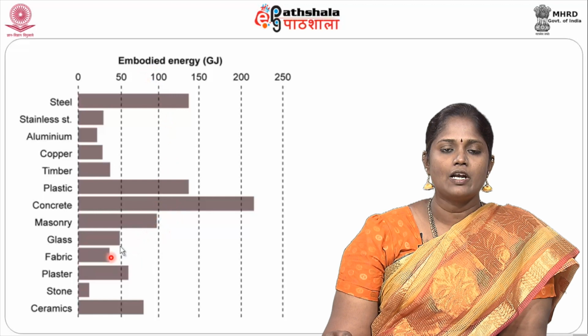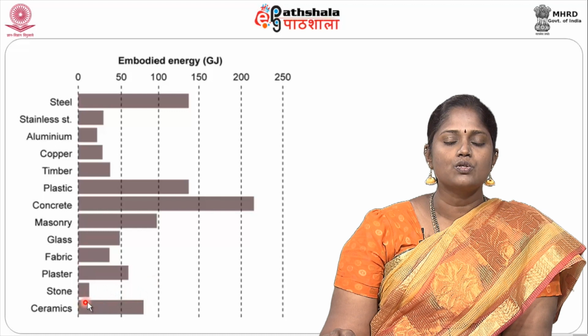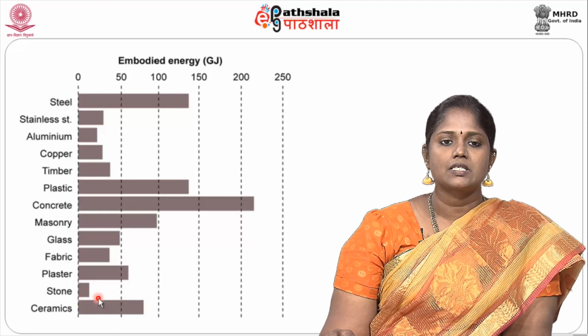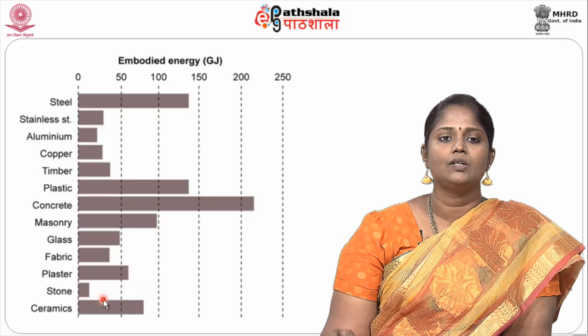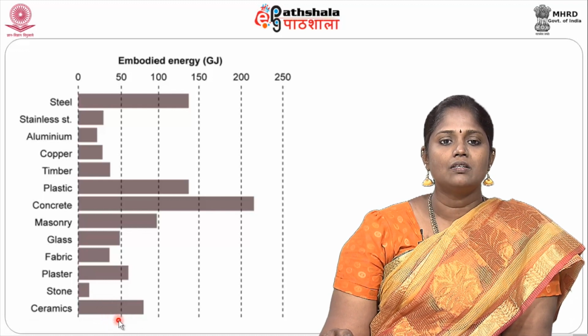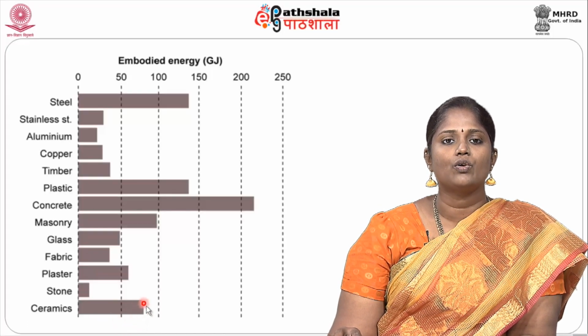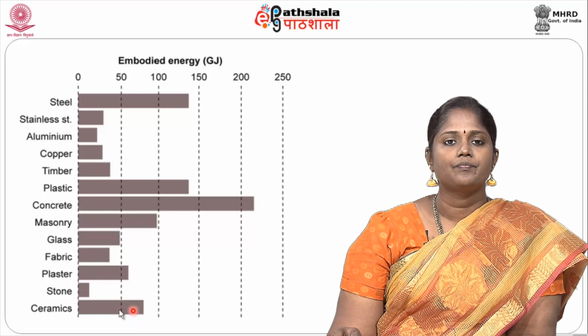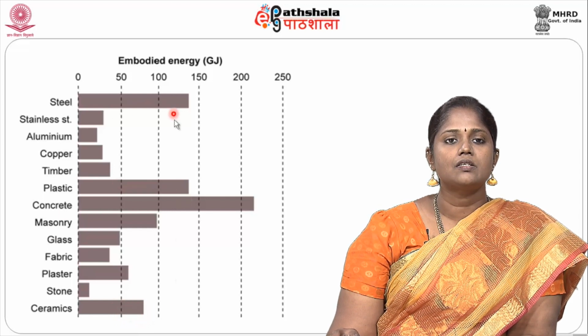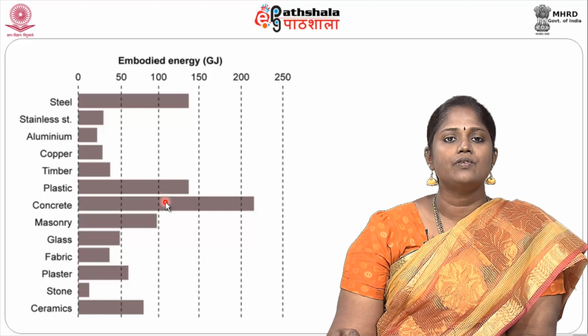It comes to a value between 50 to 100. The other minimal values go only to the stone, because it is excavated from the site, then dressed and used with the binder. Ceramics also play quite a good part in terms of embodied energy. If you look at it, it is 50 to 100. So, in this chart we understand that steel, concrete and plastic are the major elements used in the building industry, which also have higher embodied energy.